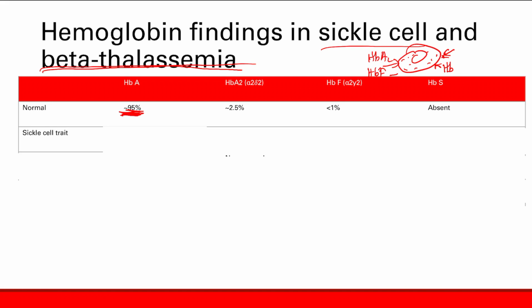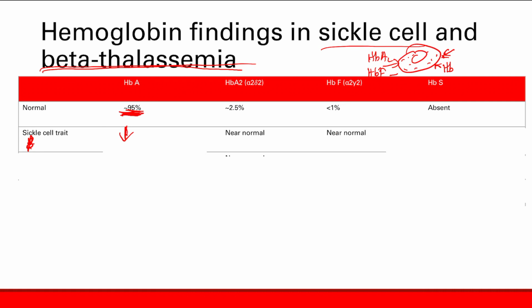The problem with the sickle cell trait is that you have defective hemoglobin A because it's defective in the beta chain, so you're going to have decreased levels of this. Now, you only have one defective gene, so it's not going to be too bad. It's only slightly decreased. And what about hemoglobin A2? This is going to be normal. Nothing's changed. Hemoglobin F is going to be near normal.